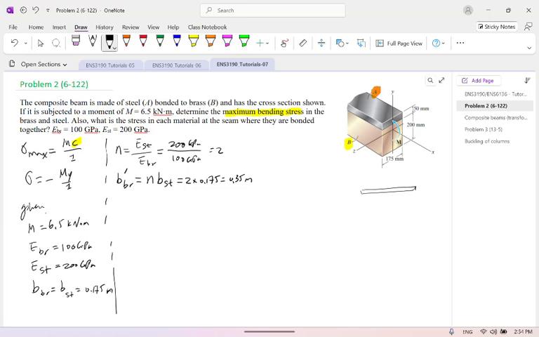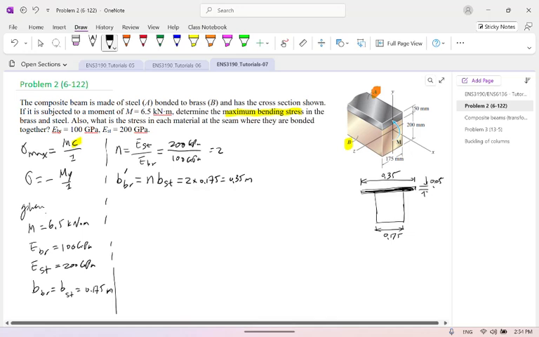And then in the bottom will be brass. So that means here, this one is steel, but this one is brass now. So that's why here, 0.35, this one is 0.175. Okay, this thickness is 0.05. That thickness is 0.2.